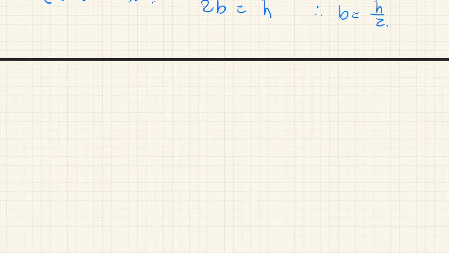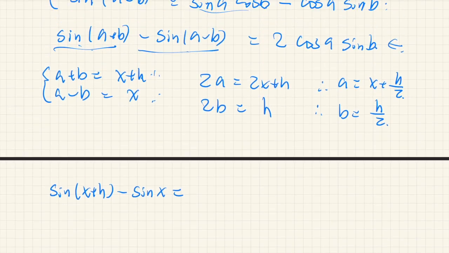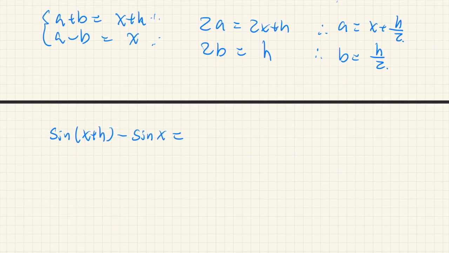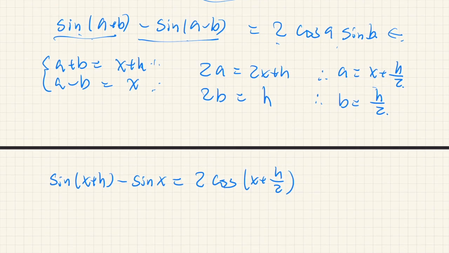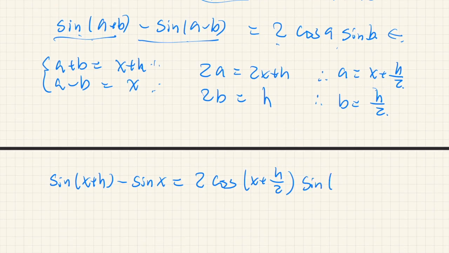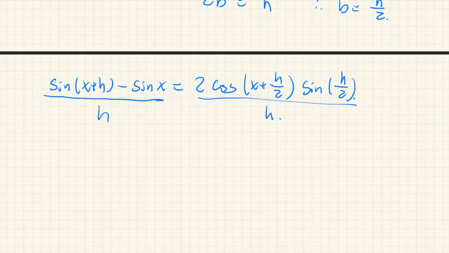So sine(x plus h) minus sine x should be equal to 2 cosine a, where a is (x plus h) over 2, times sine b, so sine (h over 2). So let's divide this by h, and then let's move h to 0. But we have here sine, okay.